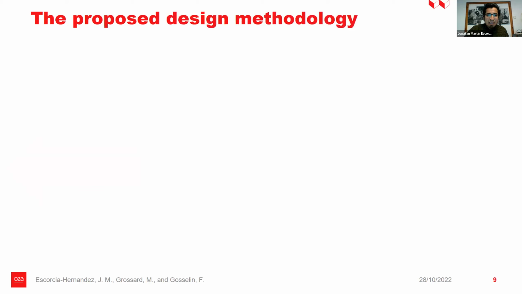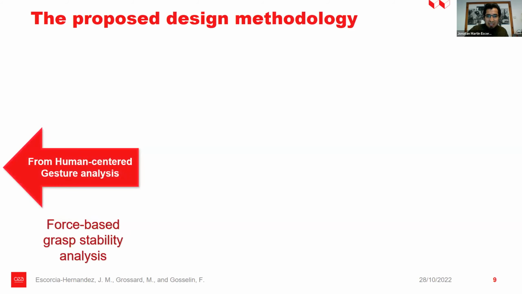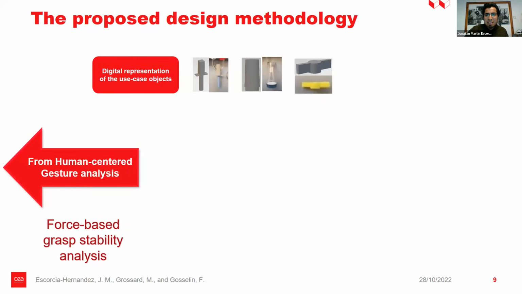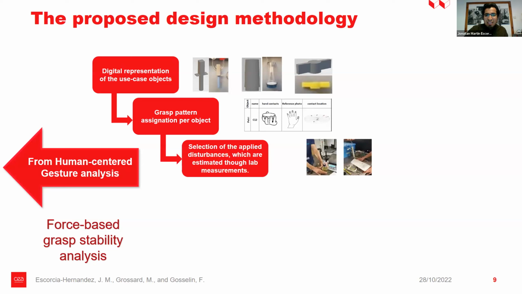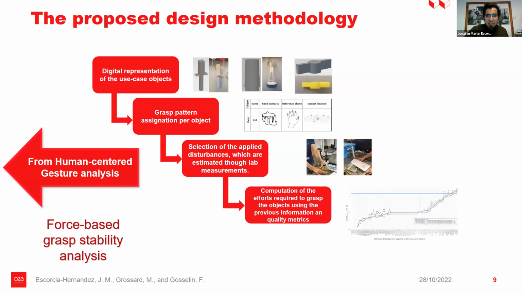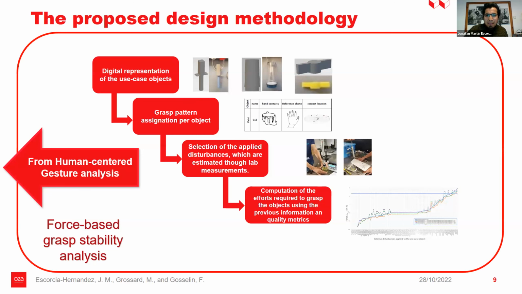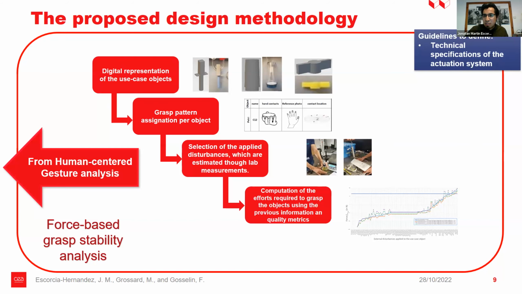Then the next part of the analysis is a theoretical analytic analysis that consists in a force-based grasp stability analysis in which we make use of software, a CAD representation of the use case object. Then taking into account the grasp pattern, we assign the different contact points. We establish the applied forces or disturbance in the task in order to compute the required level of effort needed to counterbalance such disturbance. Then we generate a graph in which all the data is analyzed to take a decision to define the specification regarding the actuation system.